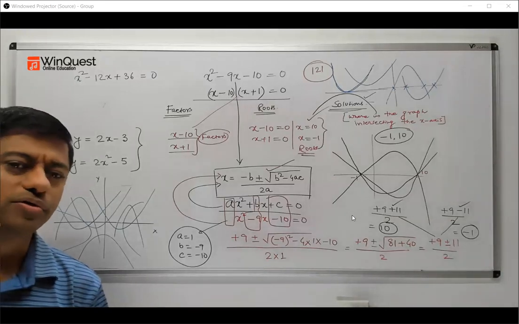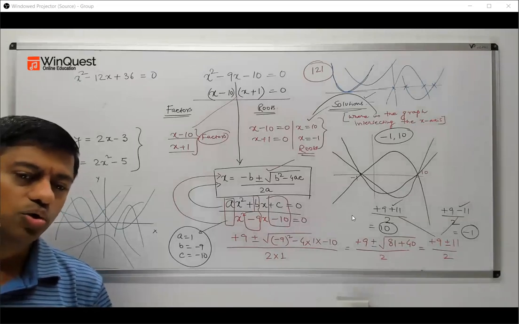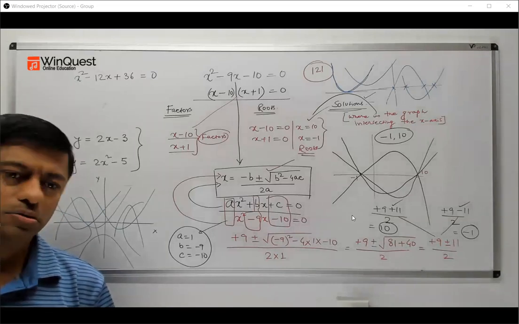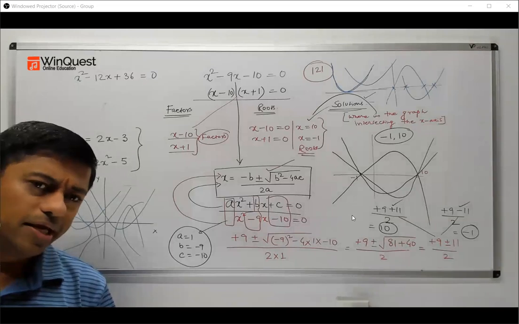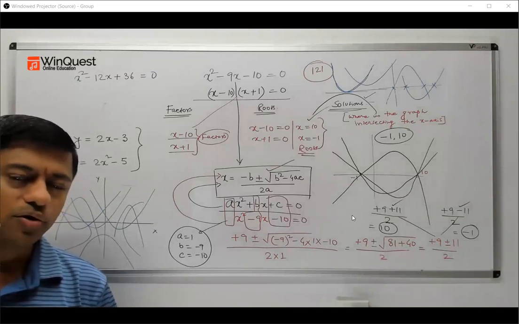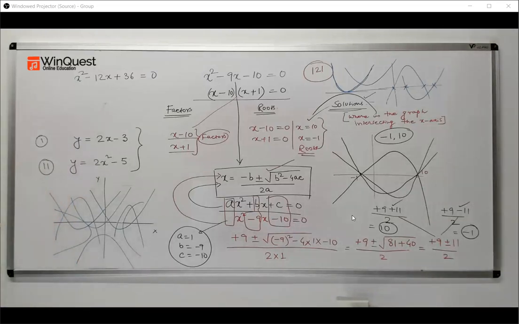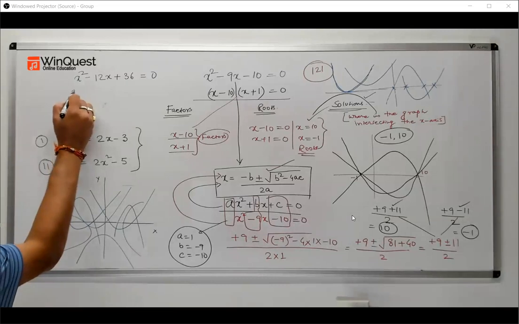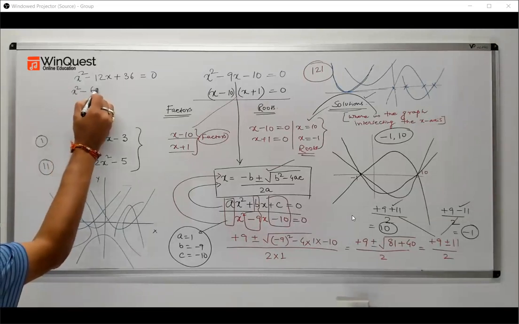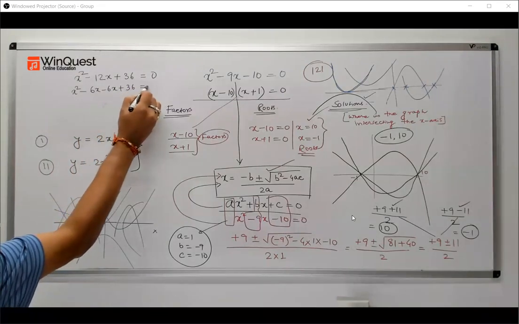Okay, this is the quadratic equation given to you. And you want to solve this to get the roots. Now, if you try to factor it, you will be doing steps like this. x square minus 6x plus 36 is equal to 0.